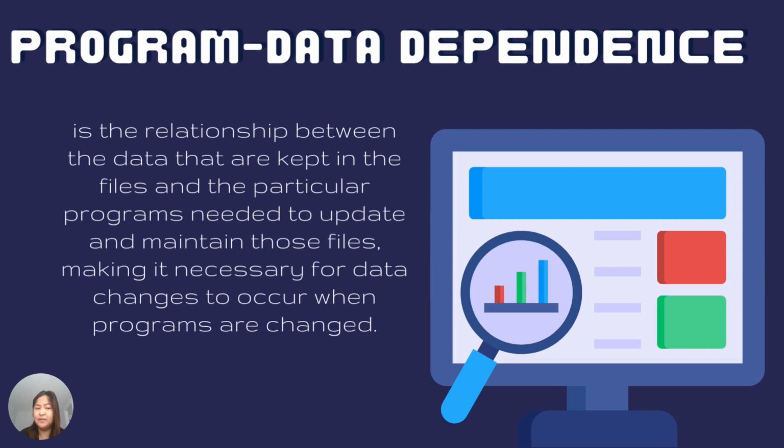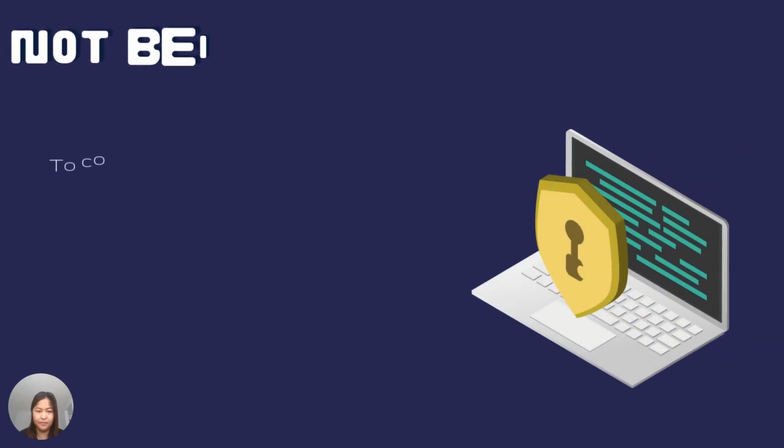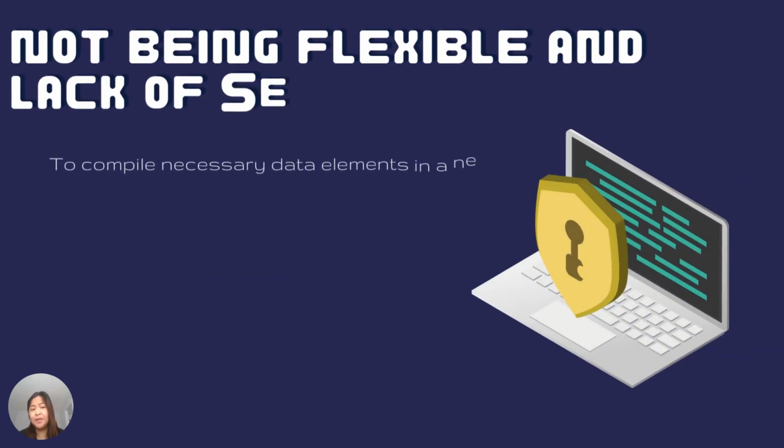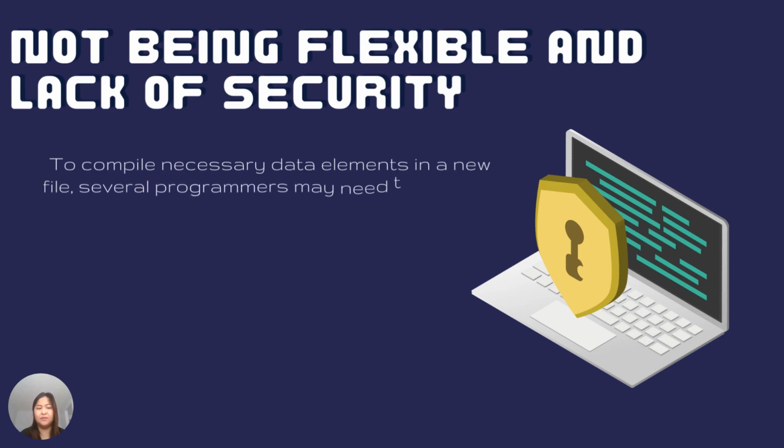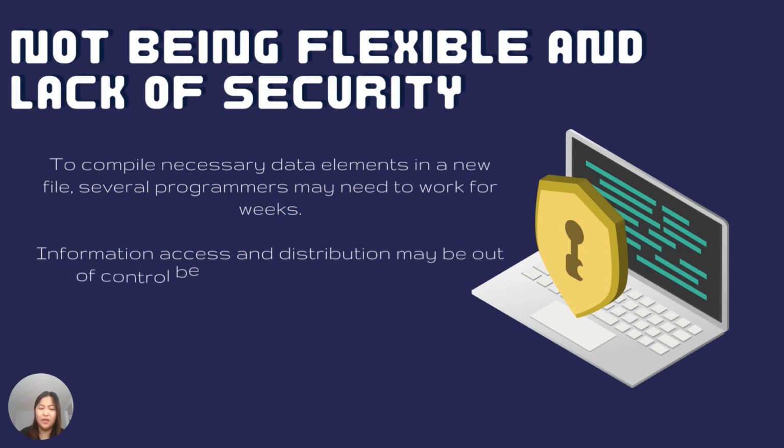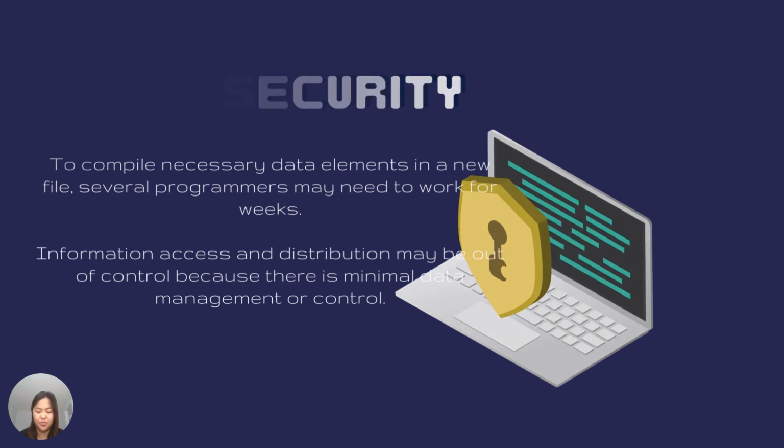Program data dependence is the relationship between the data that are kept in the files and the particular programs needed to update and maintain those files, making it necessary for data changes to occur when programs are changed. Not being flexible and lack of security. To compile necessary data elements in a new file, several programmers may need to work for weeks. Information access and distribution may be out of control because there is minimal data management control.